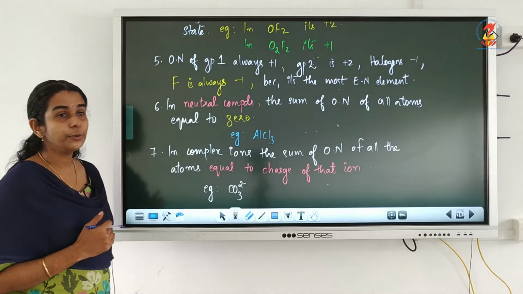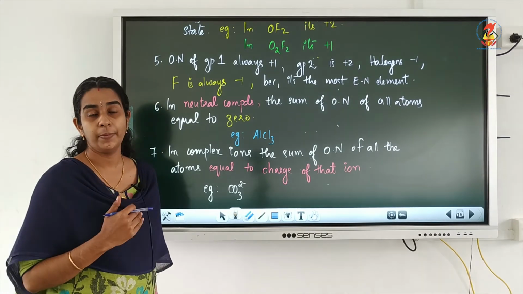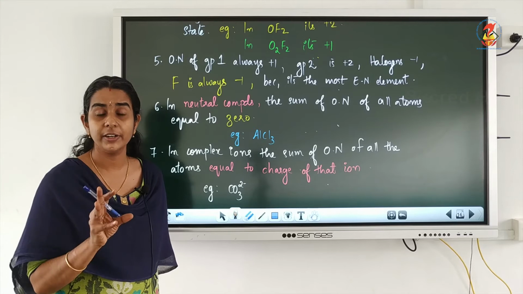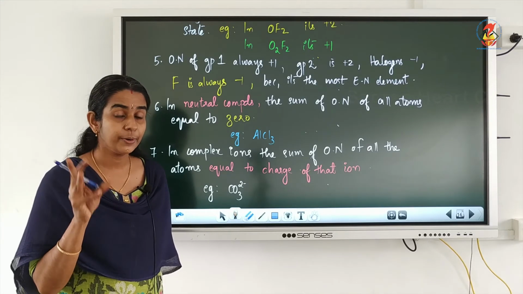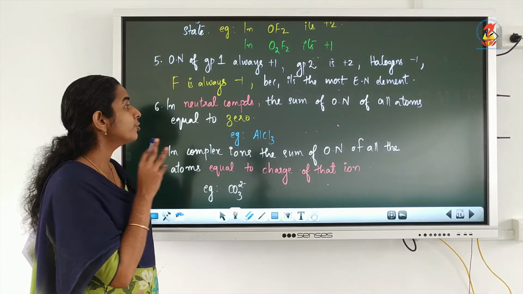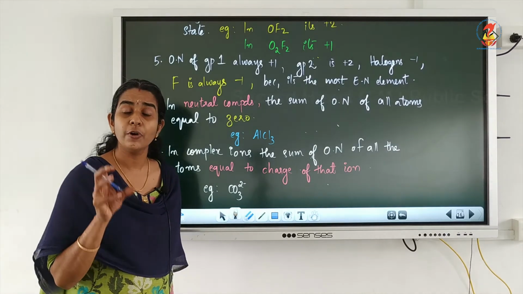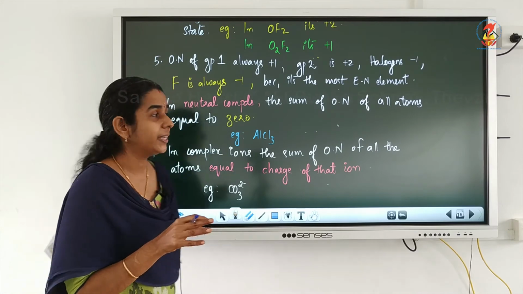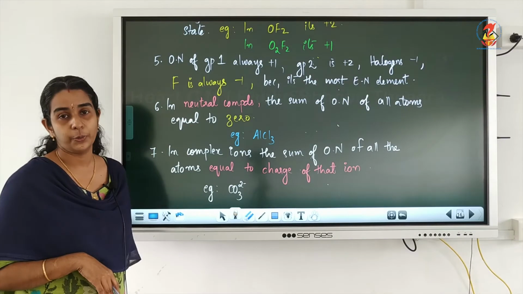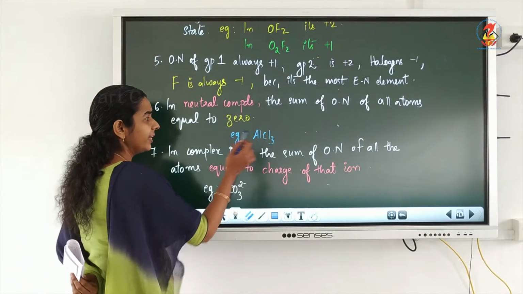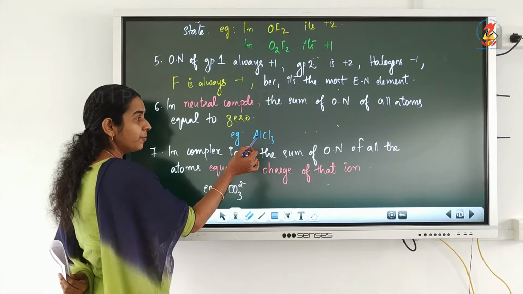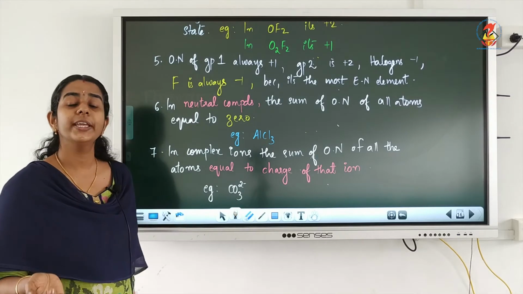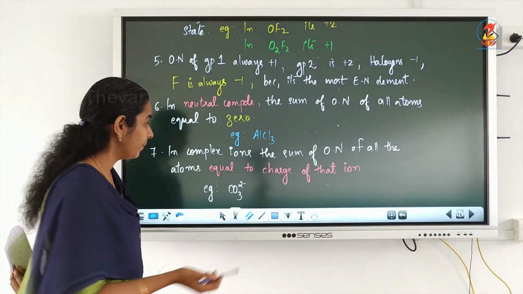Now the sixth rule is, in the case of a neutral compound, meaning there is no overall charge written in the given compound, such compounds are known as neutral compounds. In neutral compounds, the sum of the oxidation states of all the atoms present will be equal to 0. For example, in AlCl3, the sum of the oxidation states of aluminum and the 3 chlorine atoms should be equal to 0.